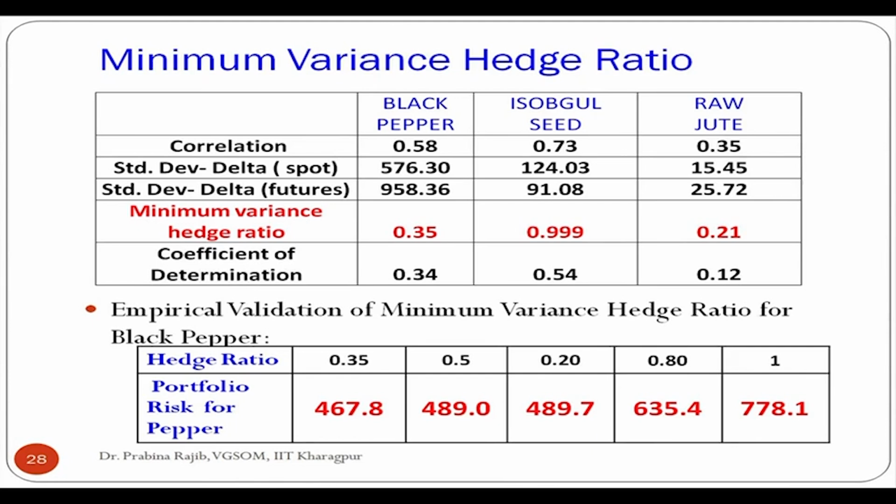Going back to our slide, this table, second panel, shows the various hedge ratio combinations with respect to portfolio risk for black pepper, and you can see that with 0.35 as the hedge ratio, the portfolio risk is lowest. In fact, with the Excel file available to you, you can try out other combinations of hedge ratio and check whether the minimum variance hedge ratio really holds true, with portfolio risk lowest at 0.35 against any other combination.